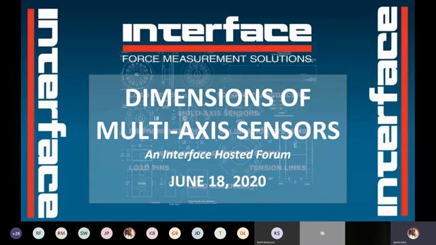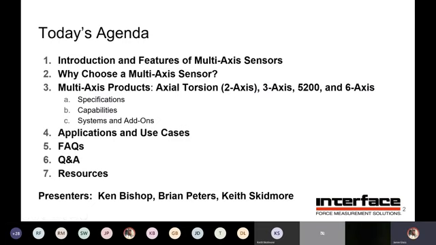And just to give you an outline of what we'll be talking about today, our agenda is going to start with some of the introduction on features of multi-axis sensors and why people are choosing this type of sensor in test and measurement. We'll go over some of the product specifications and applications and use cases, address common FAQs that we get here at Interface, and then of course give an opportunity to answer any questions that you may have.